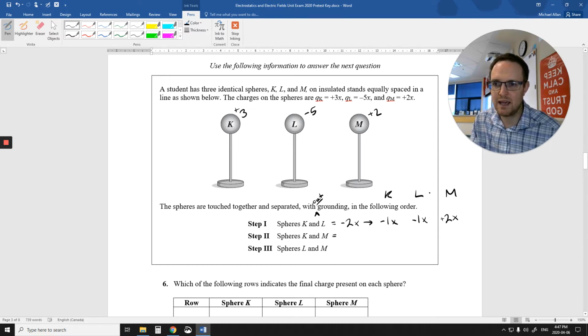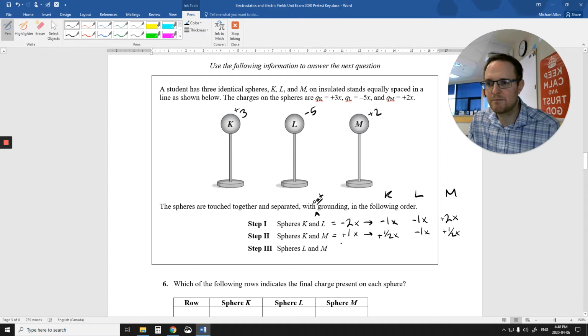So K and M are going to add together. We get positive 1x when you add them together. When they separate, we get positive a half each. I'll put a positive in front of this one. Okay. Now L and M are going to add together. So you've got 1 and negative 1, so that becomes negative a half, right?